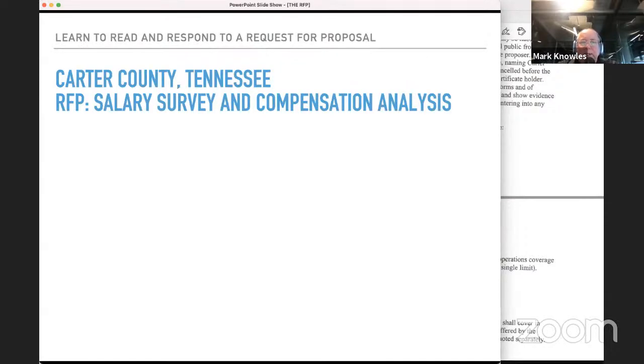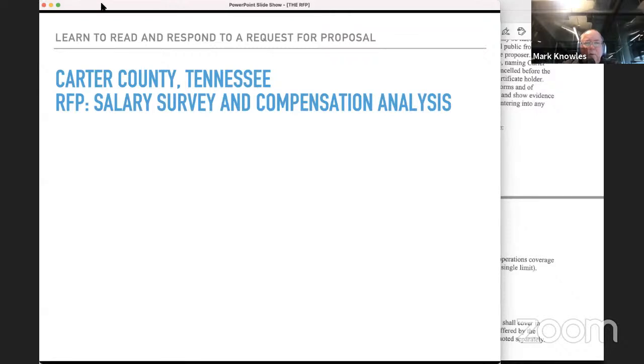There's one I approached just recently. This is in Carter County, Tennessee. It's a county government close to Atlanta, not too far, within driving distance, about 4 or 5 hours. A nice drive up there too, so it's an enjoyable spot in a very nice part of the country. And so it caught my attention, for a salary survey and compensation analysis, which is the type of work that I do.